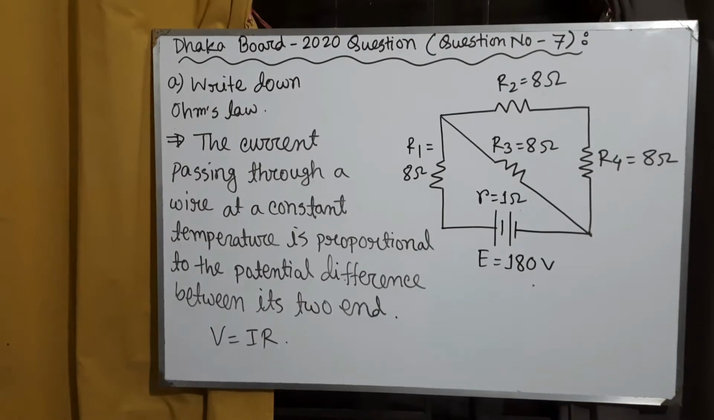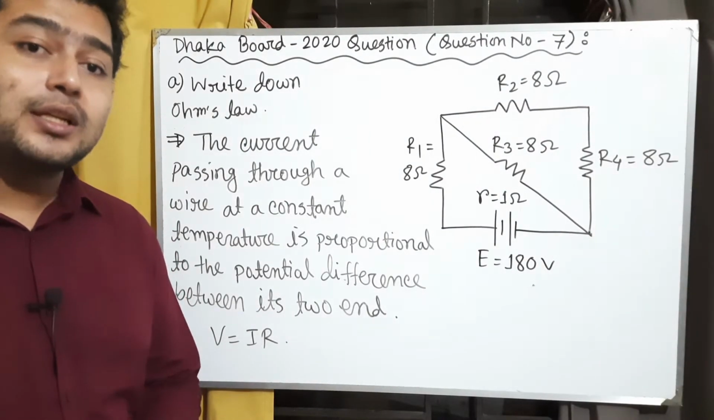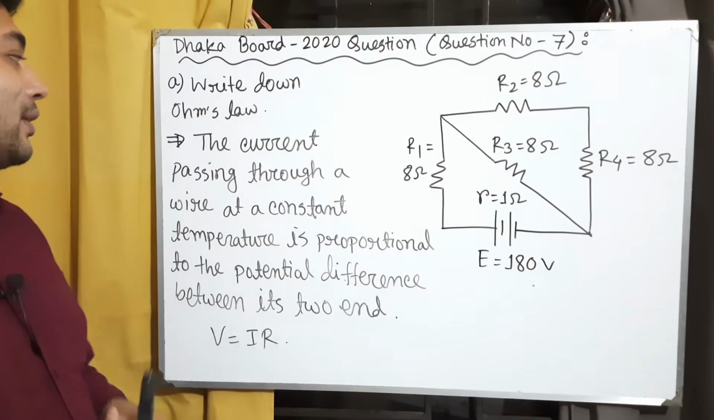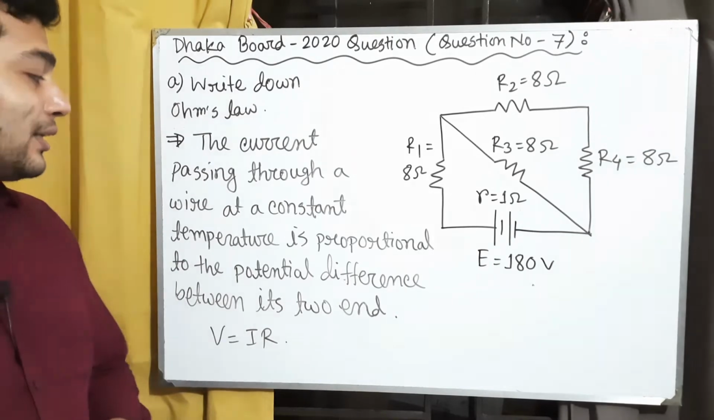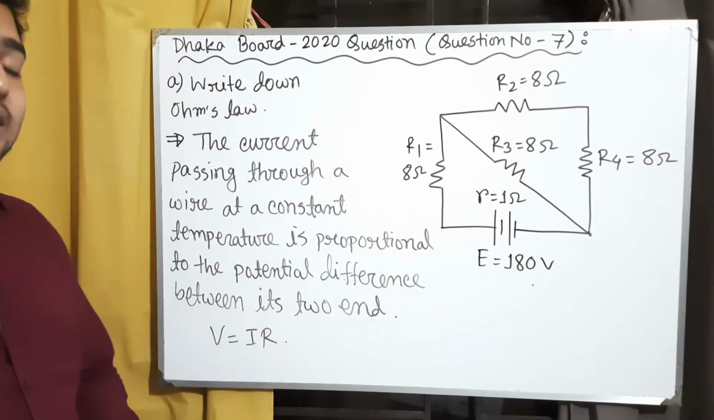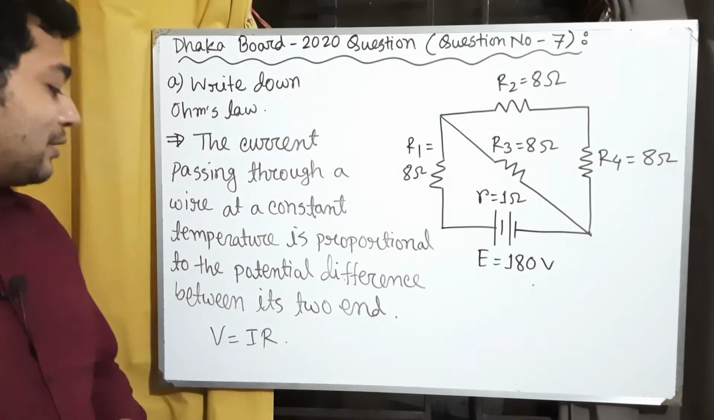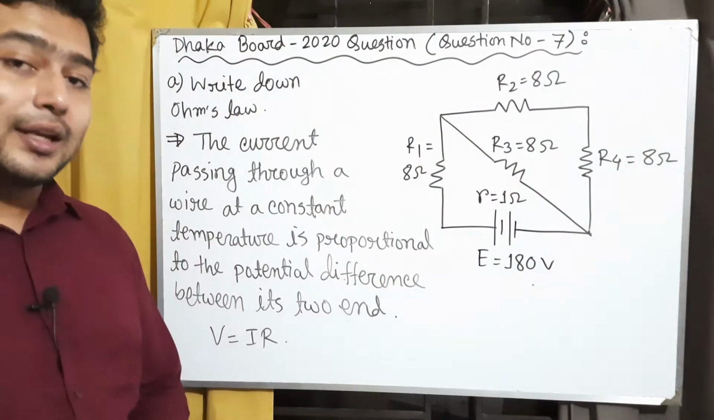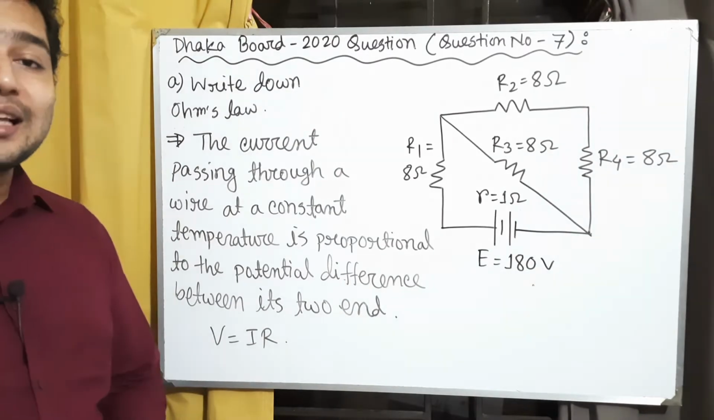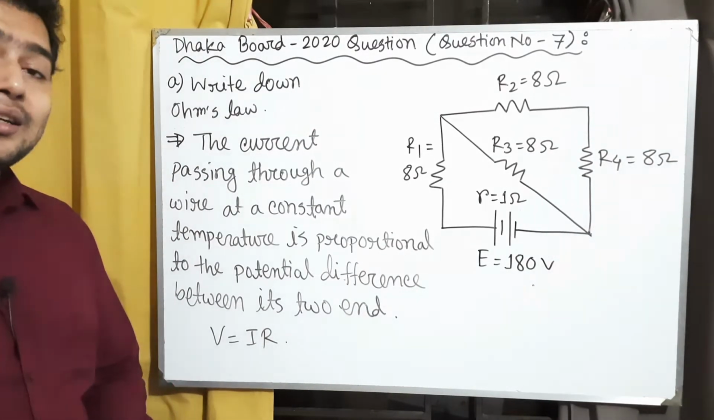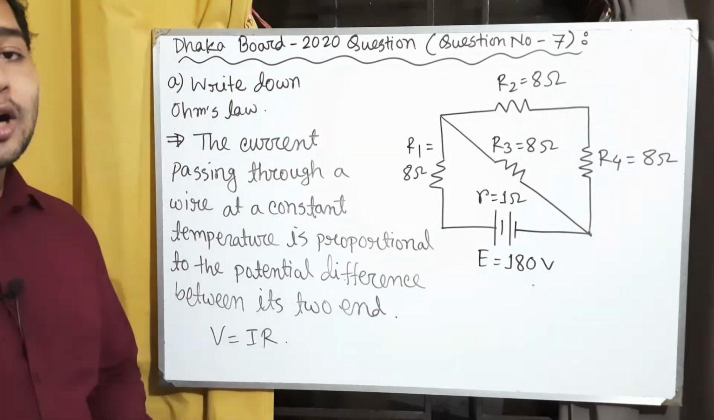Our question A is: write down Ohm's law. This is a very important knowledge-based question. The answer is: the current passing through a wire at a constant temperature is proportional to the potential difference between its two ends. We can write V equal to IR. Mainly we can write V is proportional to I. Here R is the proportionality constant, and R is called the resistance of the wire.